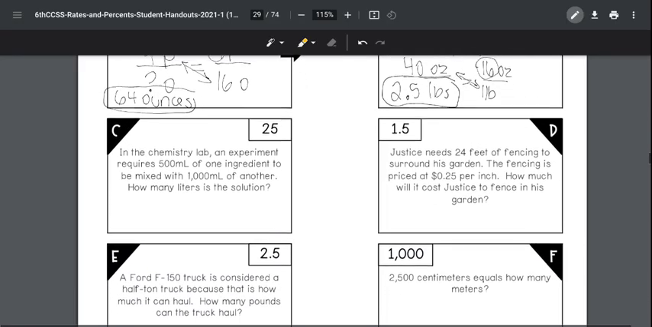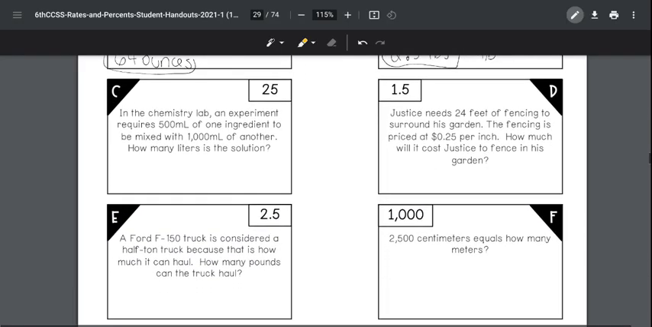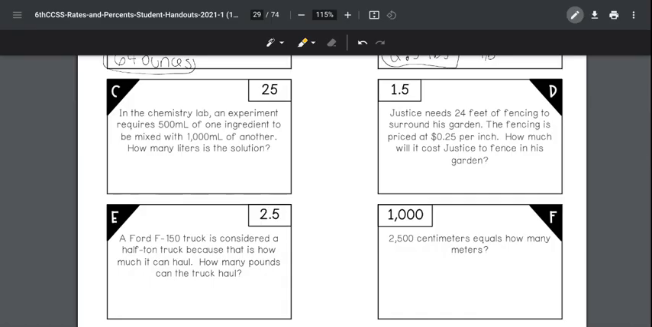We are skipping box C. D, Justice needs 24 feet of fencing to surround his garden. The fencing is priced at 25 cents per inch. How much will it cost Justice to fence in his garden? Well, I can't really compare 24 feet and then find the cost for inches. So what we're going to do first is know that 1 foot has 12 inches, and since we have 24 feet, we're going to figure out how many inches that is.